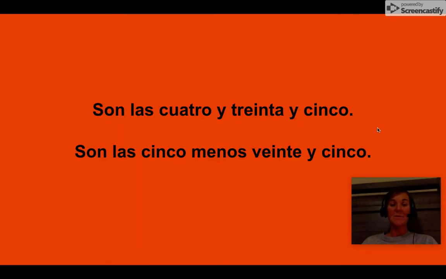The correct answers would be son las 4:35 when we're adding the minutes, and son las 5 menos 25 when we're subtracting out the minutes. Remember, we have to bump up from 4 to 5 and then take out the number of minutes it would take us to get to the 35 back from 5.